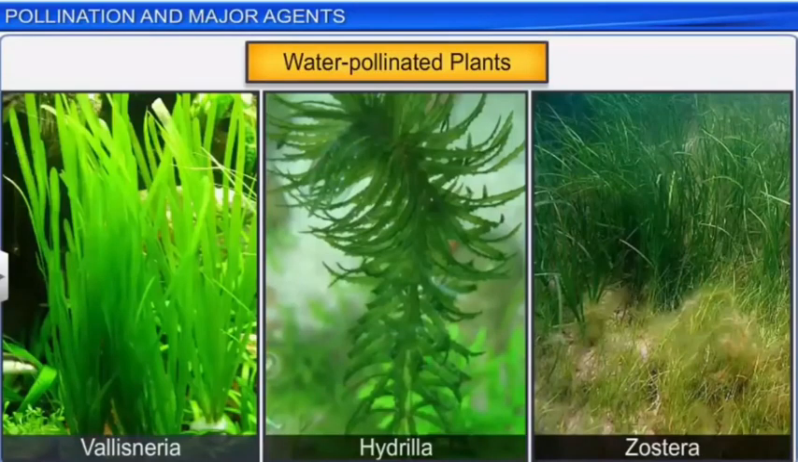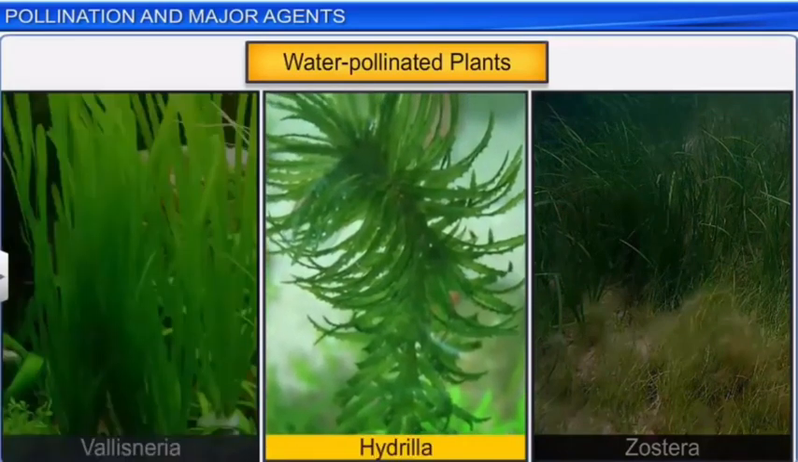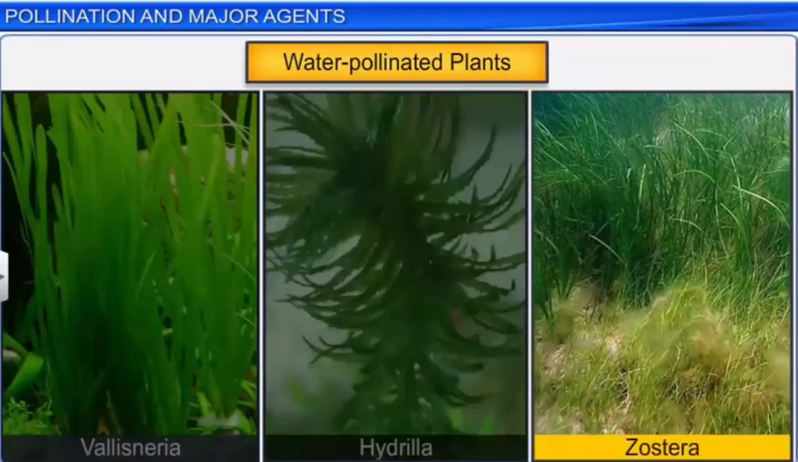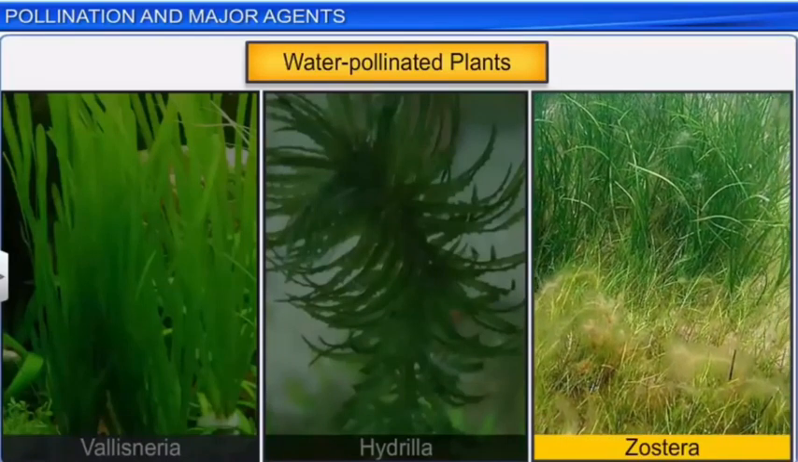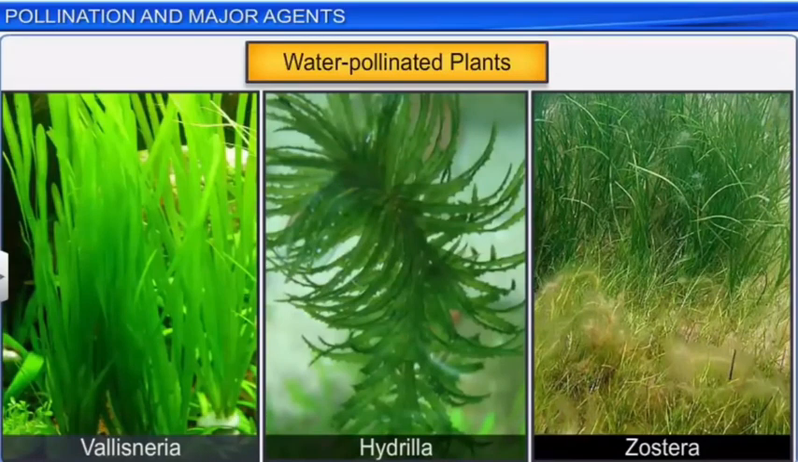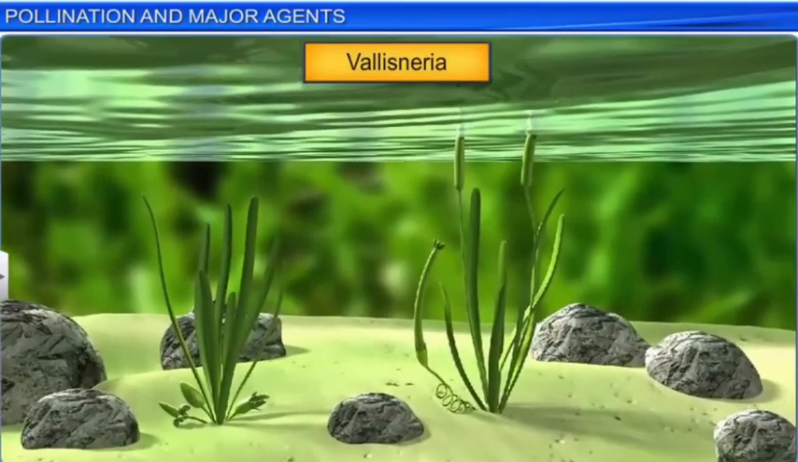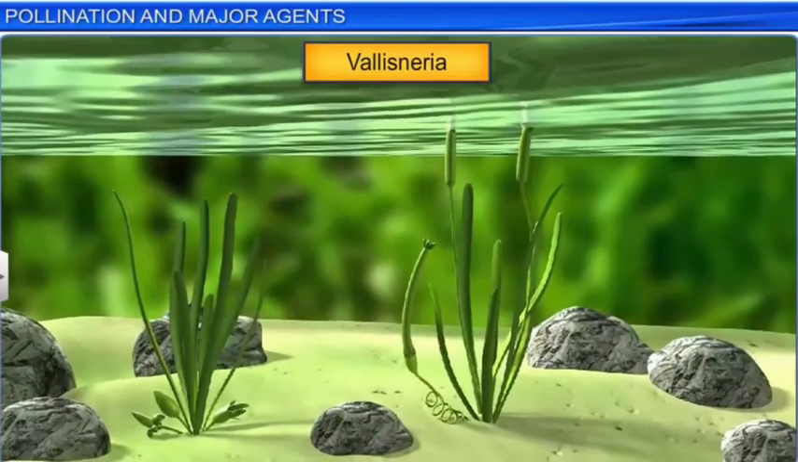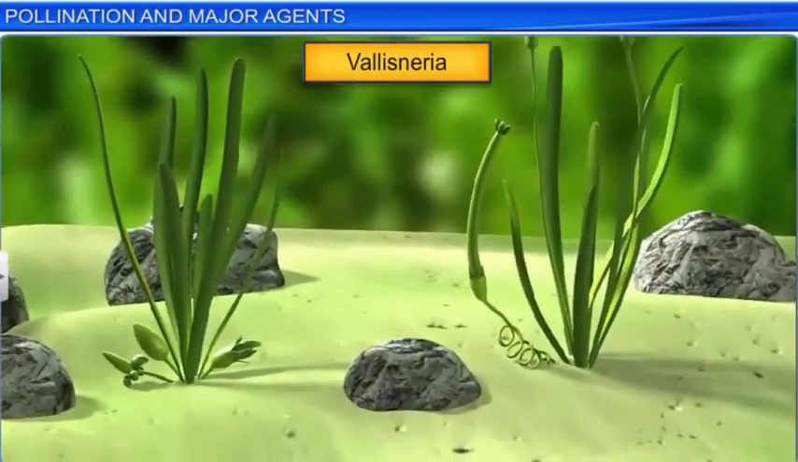However, in certain freshwater plants such as Vallisneria and Hydrilla, and marine seagrasses such as Zostera, pollination occurs by water. This is also known as hydrophily. In Vallisneria, for example, the female plant produces a long-stalked female flower that reaches the surface of the water. The male plant, on the other hand, remains submerged in water, where it produces several tiny floral buds.